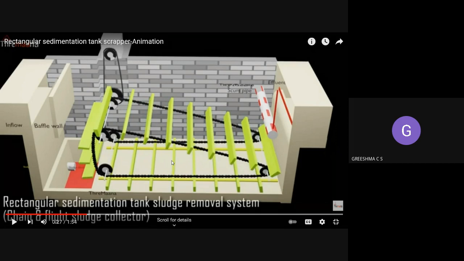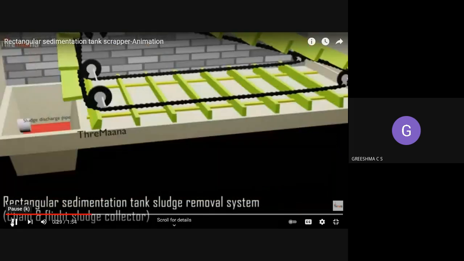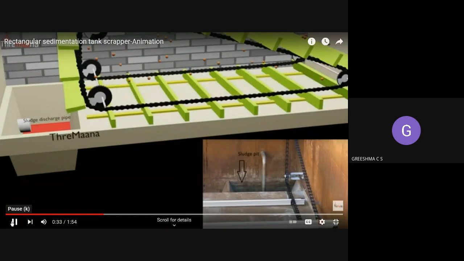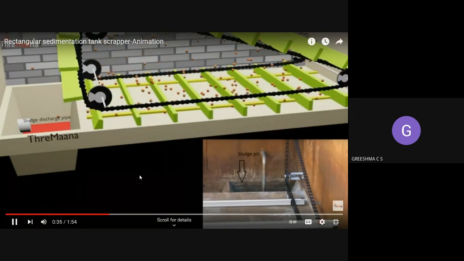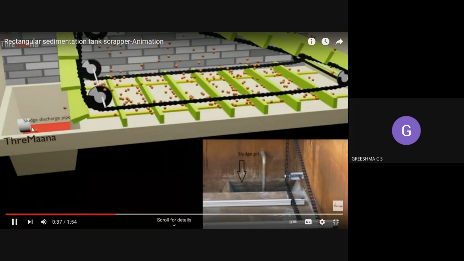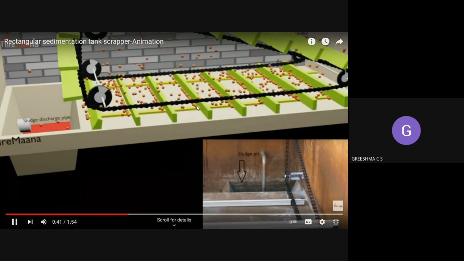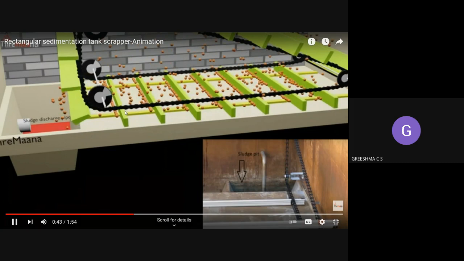All the sedimented particles will be at the bottom. The sludge will be at the bottom. So first you drain off the water and then you scrape the bottom of the tank. You can see here like this. All the particles go to the sludge pipe, and all the sedimented particles will be removed like this.